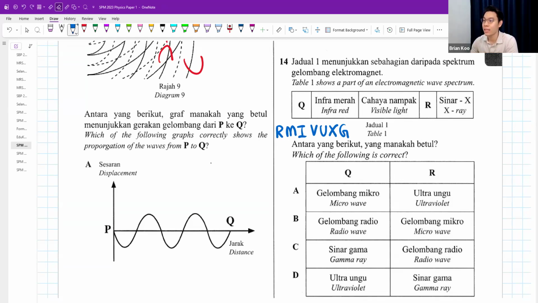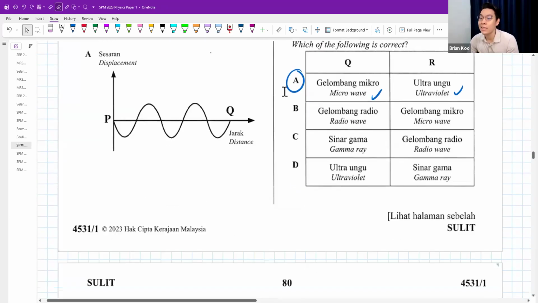So looking at this, we have X-ray here, and then we have visible light, we have infrared. Beside the eye is M, right? Between V and X, it is U. So the Q is your microwave: radio wave, microwave, infrared, visible light, ultraviolet, X-ray, gamma ray. So you have microwave, and then the R is ultraviolet ray. 14 is A.